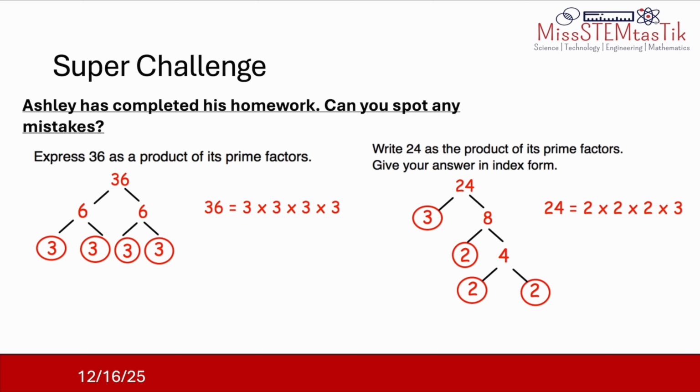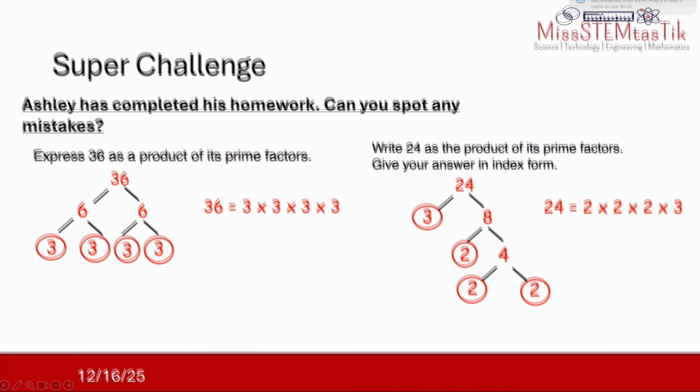Write 24 as a product of its prime factors. Give your answer in index form. That's the final step that he has missed out. So it should have been 2 to the power of 3 times 3.